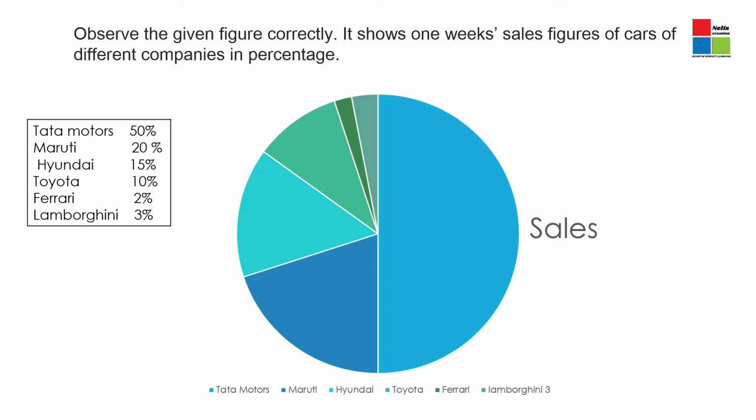So all of you can see that here is a pie chart and we have the sales of various companies like Tata Motors, Maruti, Hyundai, Toyota, Ferrari, Lamborghini and so on. So in this pie chart, we can see that each company has a different percentage of sales and we need to analyze the data and write a paragraph on that. All right, so how do we begin? First of all, we need to follow the same directions that I have discussed in the first part of the video.